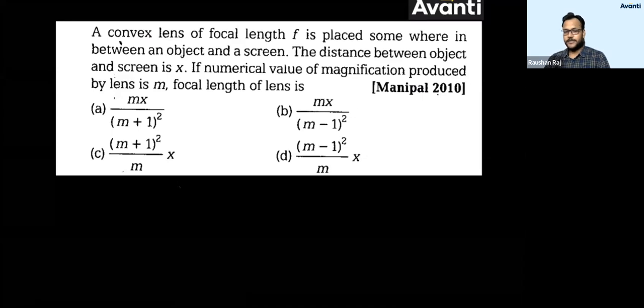Mohit is answering option B. I think this can be done directly with a formula-based approach easily. Mohit is saying B, Kishore is saying A.